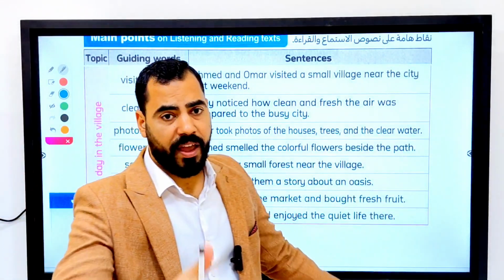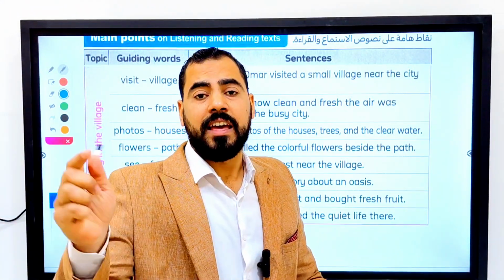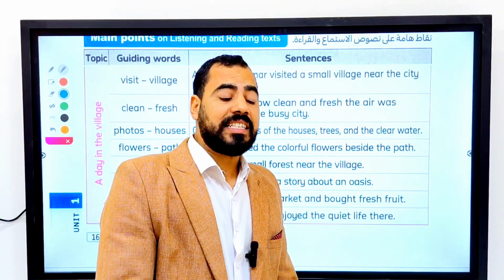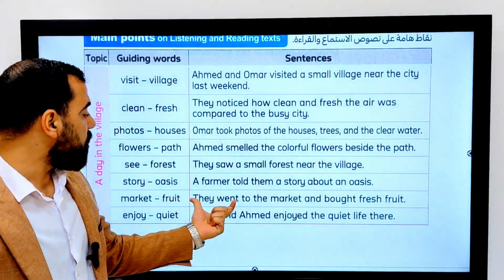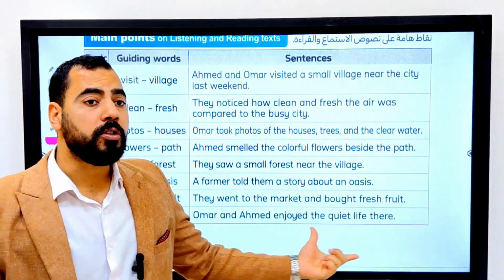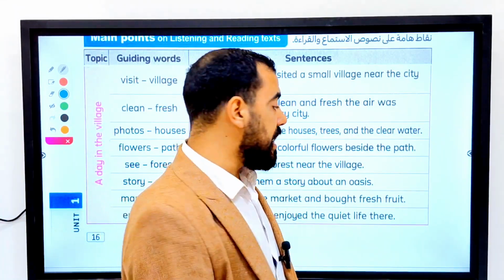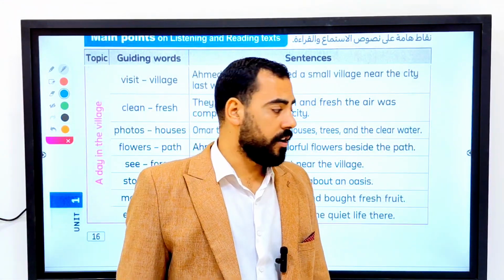Oasis, like we studied in the first lesson, is a small area in the desert that has water, and animals and people can live in it, and they can get water through springs. They went to the market and bought fresh fruit to eat. Omar and Ahmad enjoyed the quiet life there.